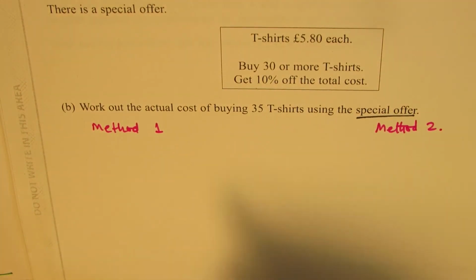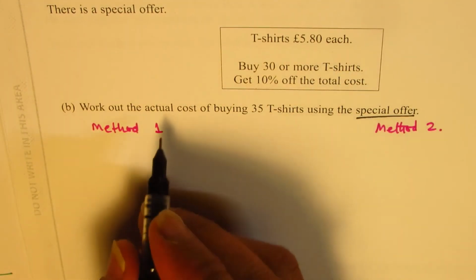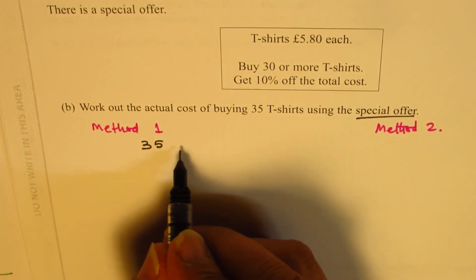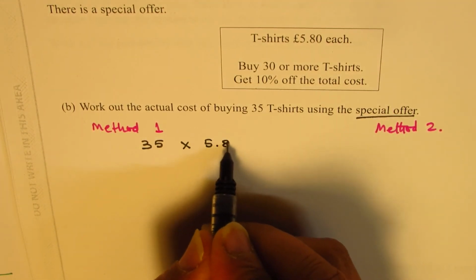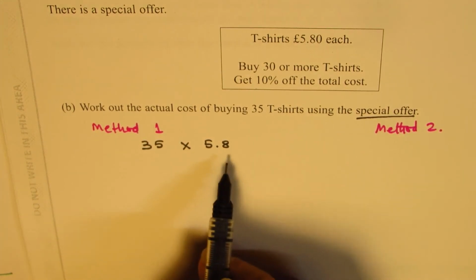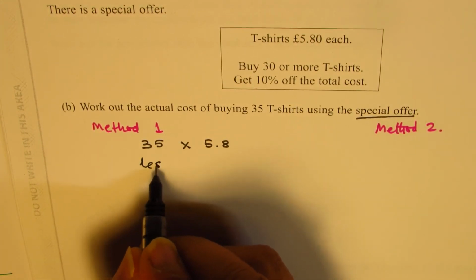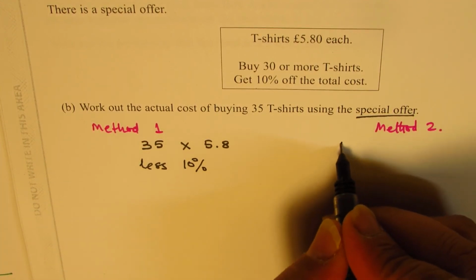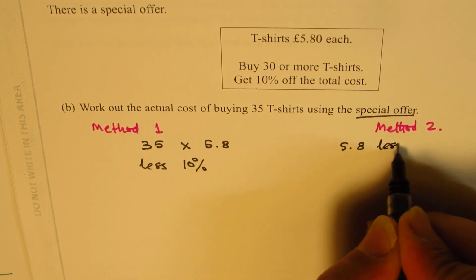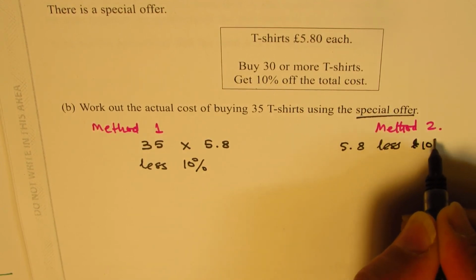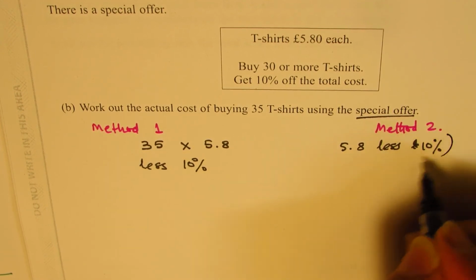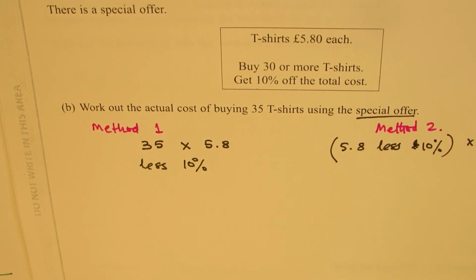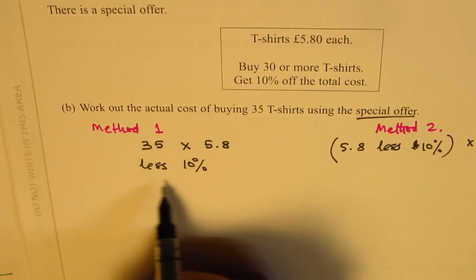In method 1, we'll find the actual cost. Since there are 35 t-shirts, we multiply them by 5.80, and then we'll do less 10%. In the second method, we'll do 5.80 less 10%, and then multiply this by 35. Correct? So these are two different methods which we could adopt. Clear? Okay, so let's do it.